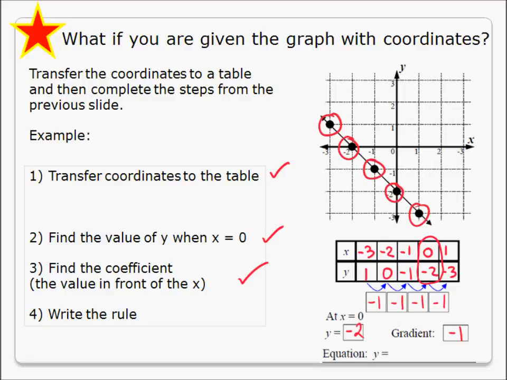So my final thing is to write the rule. So the equation is going to be y equals the gradient, negative 1x, minus 2, which is the constant. Now I can tidy that up a little bit and say that y equals negative x minus 2.